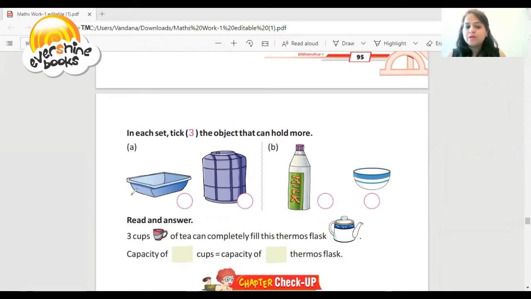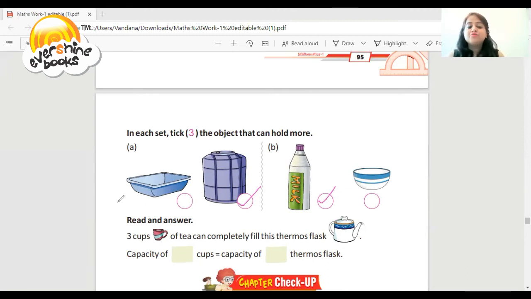Now students, it's your very interesting worksheet. In each set, tick the object that can hold more. It's your simple bowl and it's your tank. So students, which can hold more water? Tell me, the tank can hold more water. Okay, and in this part B, there is a milk bottle and this is your bowl. So which can hold more milk? This one can hold more milk. So this is your answer.